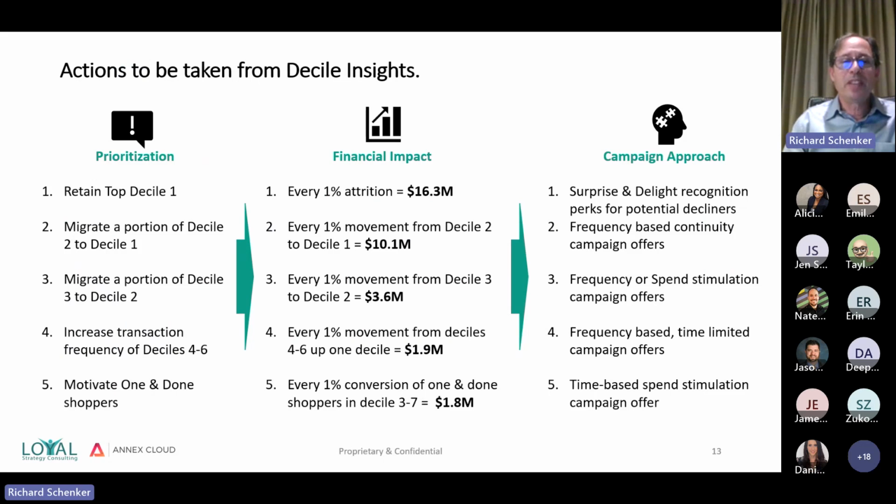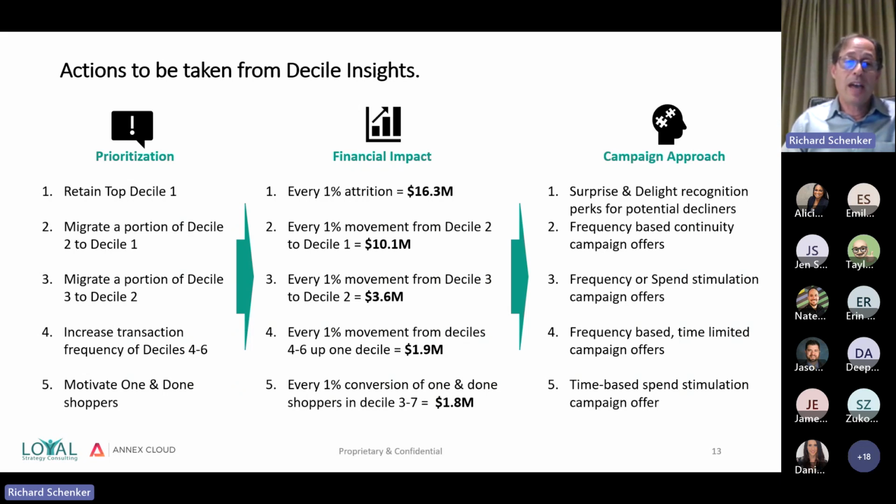So let's do a bit of a summary on what we saw. Retain top decile 1 is really a prioritization wheel. There's about $16.3 million for every 1%. Some of the approaches you might take would be a surprise and delight recognition campaign or outreach for potential decliners as you're seeing attrition. Maybe you reach out to those customers.